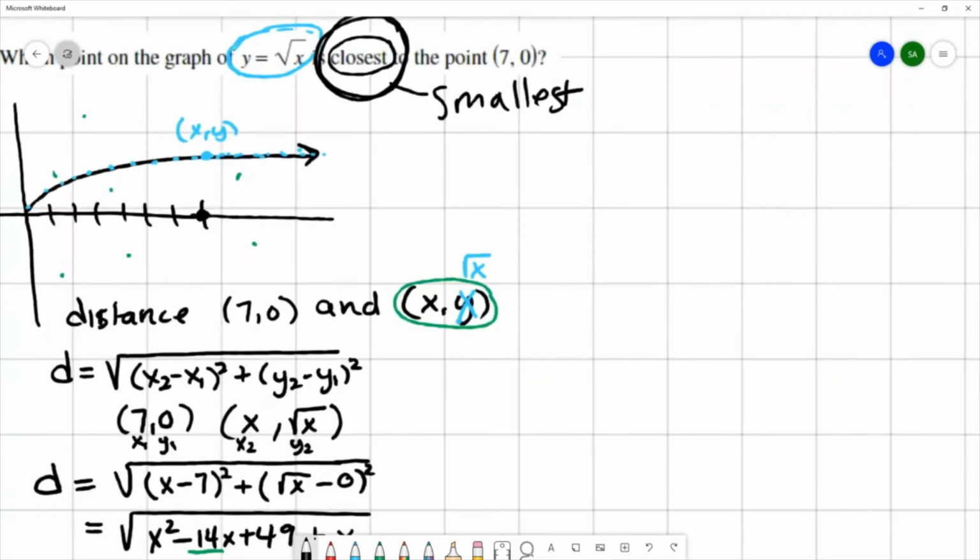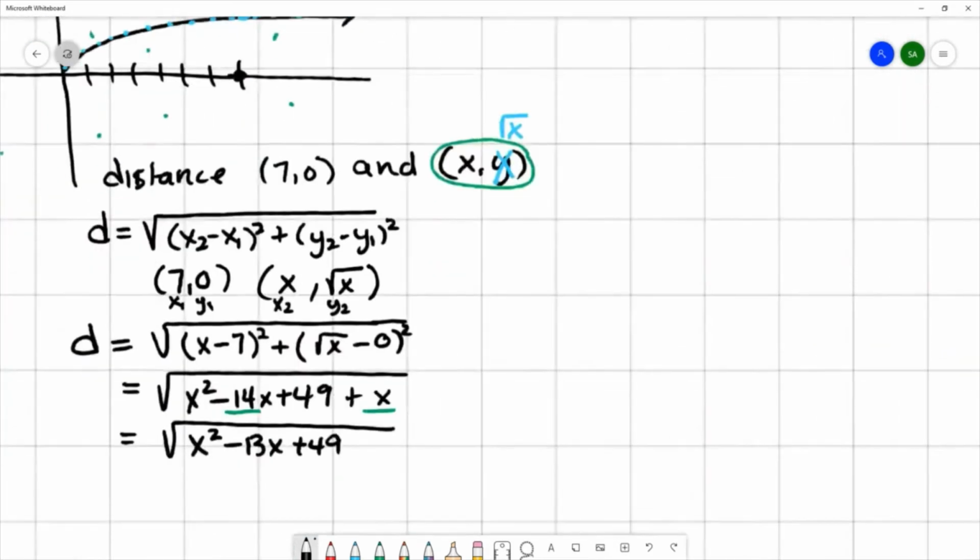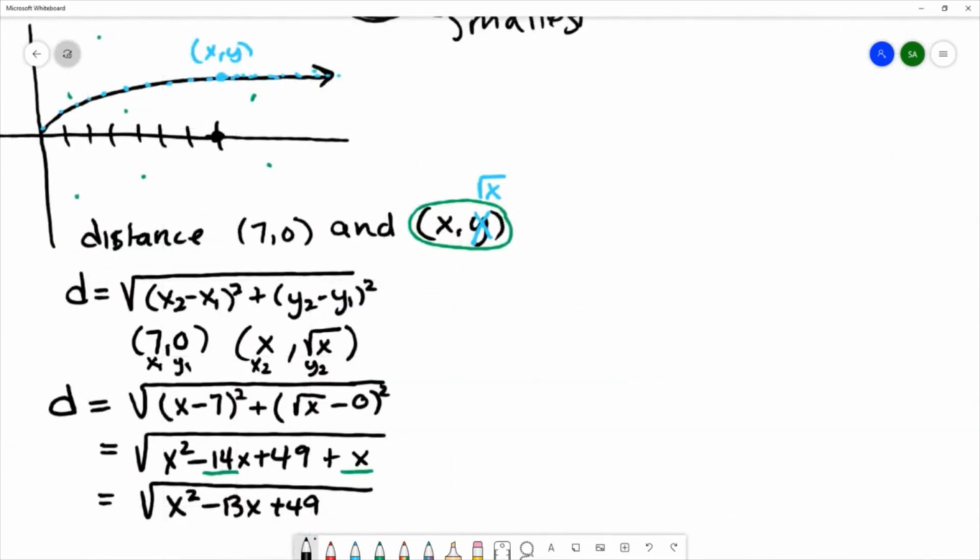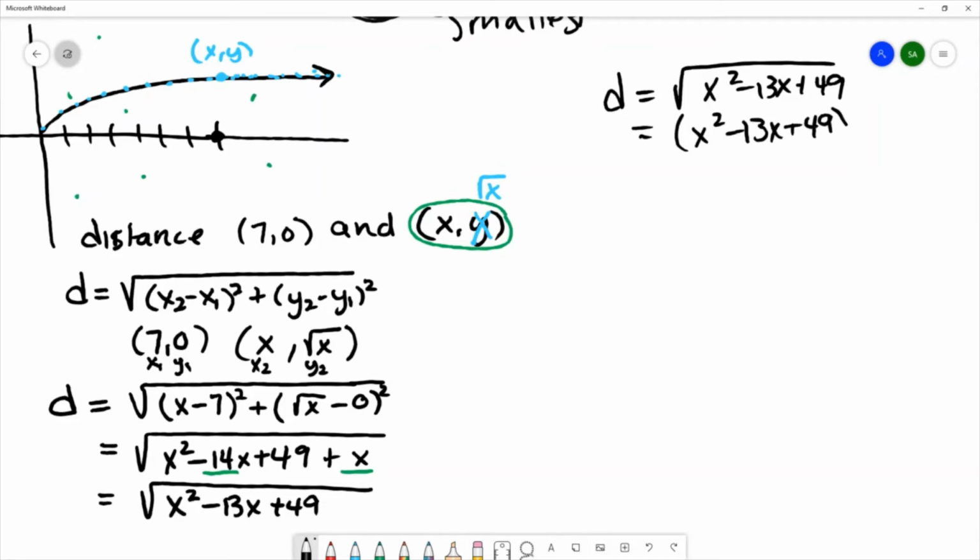So I'm going to use my distance formula. D equals square root of x squared minus 13x plus 49. I'll rewrite it so it's a little bit easier to calculate the derivative. I'm going to calculate the derivative and find the critical numbers.